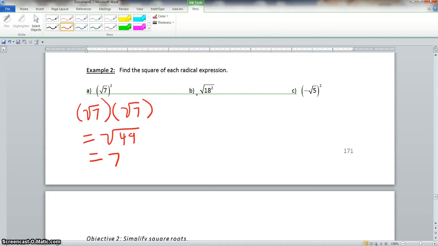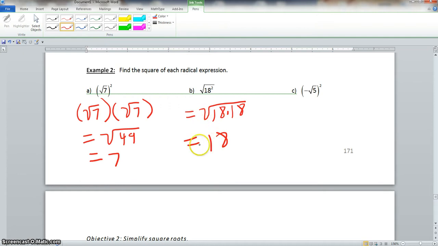Now we go here to B. We have the square root of 18, to the second power. Now, if you notice, the square is only on the 18, not the radical. So this would end up becoming the square root of 18 times 18. Now remember what you learned before. The square root just means what number times itself will give you the number under the radical. Since we have two 18s, isn't this a number times itself? So the square root of 18 times 18 will give you 18.